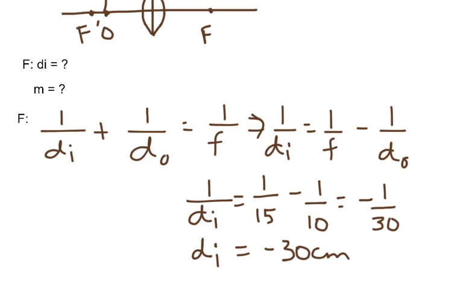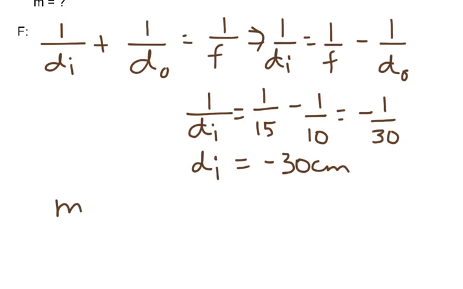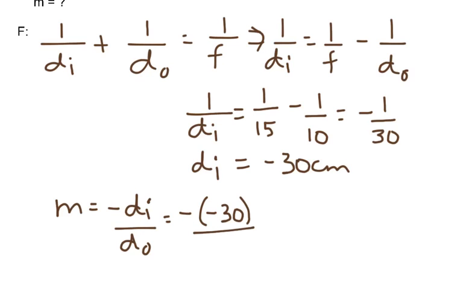The negative means that the image is going to form on the left side of the lens, and that means that the image is virtual. The magnification, which is going to be negative d sub I over d sub O, will be a negative times a negative 30 over the distance of the object, which was 10. And we're going to get a positive answer of 3. So my image is going to be 3 times as tall as the object.